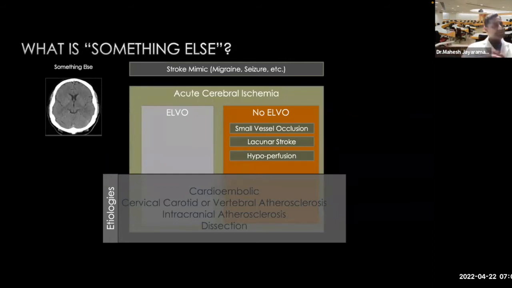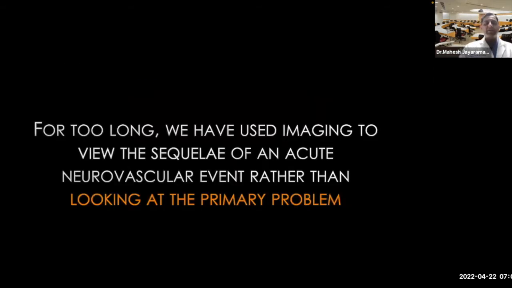Well, it could be a mimic, true. Could be migraine, seizure, a metabolic derangement, all possible. But the biggest thing we're worried about is that this is an acute cerebral ischemia. And this could be with or without a large vessel occlusion. And there are a variety of different etiologies. This could be cardioembolic, it could be atherosclerotic disease, could be a dissection. And for too long, we have used imaging to view the sequelae, the end product of a neurovascular event, rather than looking at the primary problem, the primary issue.